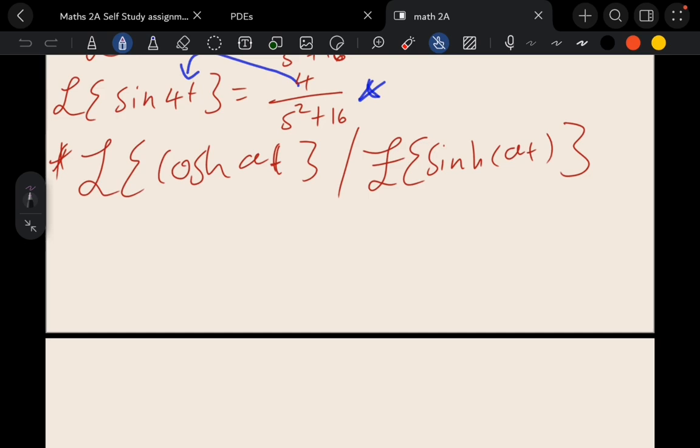Let us take the Laplace transform now. Let us determine the Laplace transform using the first principle. Just write down the question here.